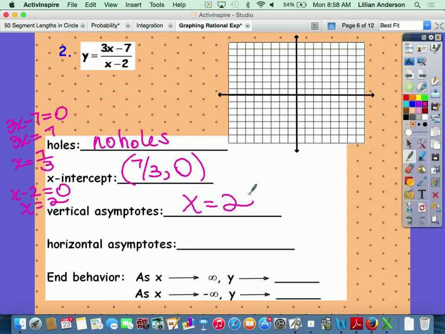Horizontal asymptote, I look at what? It's going to be 3 over 1. Make sure you look at the degree first. What's the degree of the top? 1. Degree of the bottom? 1. So since they're equal, you look at the coefficients. So it's going to be y equals 3 over 1, which is just 3.